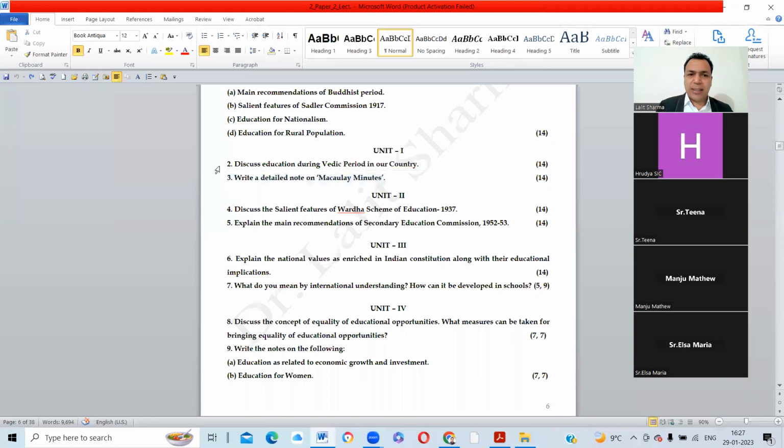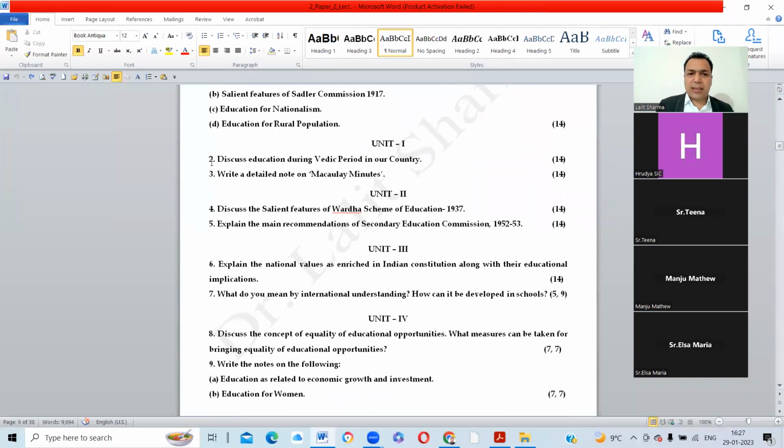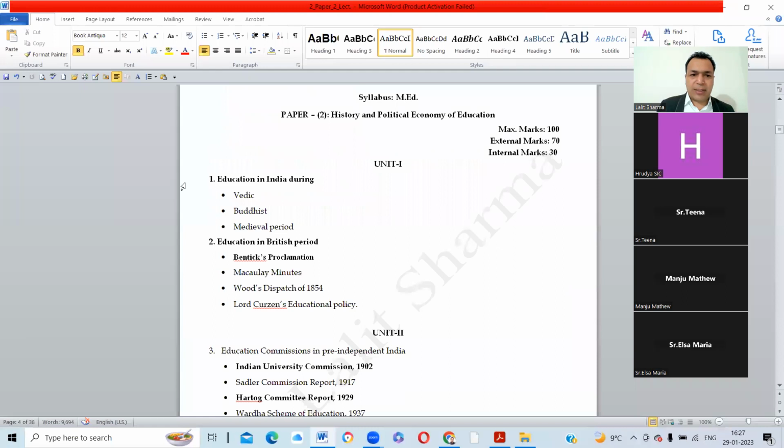Now we see our syllabus, second and third. One question has come on the Vedic period. Now you can see, one question has come for the Vedic period. One question has come from the Macaulay Minute. Now we see the syllabus. See unit 1. We see the syllabus. This is our syllabus, unit 1. Yes, guys, you can see that. ये देखो. Vedic period has come from chapter 1. And the second has come from the Macaulay Minute.